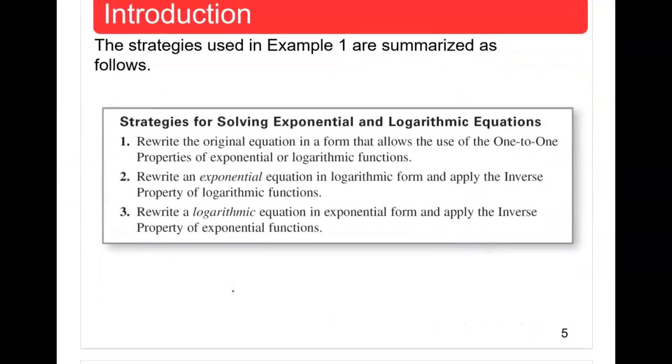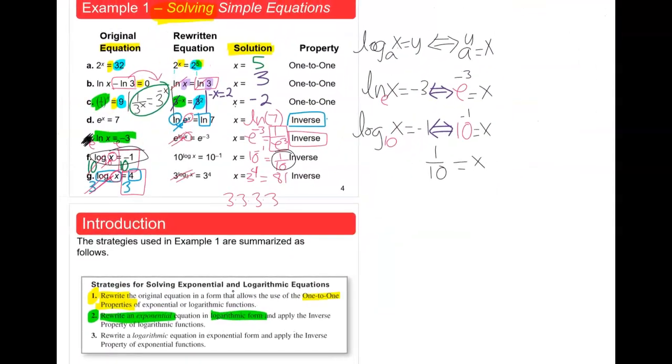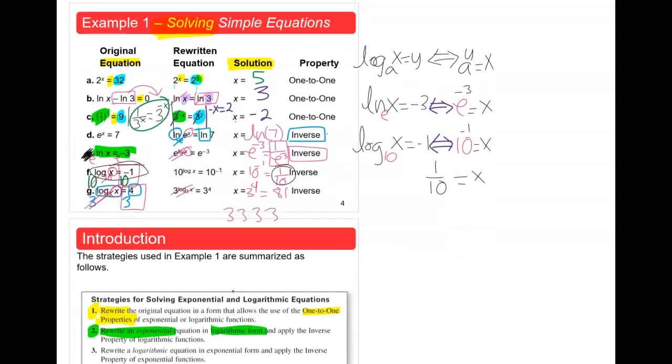And here we have the strategies summarized. So let's just go over them quickly. First one, it says rewrite the original equation in a form that allows you to use the one-to-one properties. So either the same base for exponentials or the same base for logarithms. So you rewrite the equation. The second strategy will be to rewrite an exponential equation in logarithmic form. So that's what I was showing you here, actually. This will be exactly what the second strategy is talking about right here.